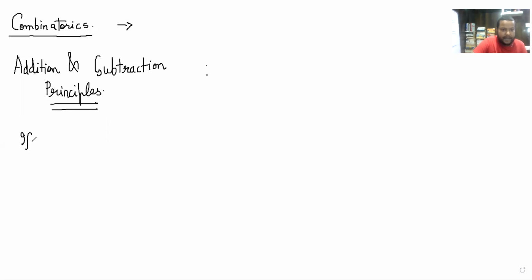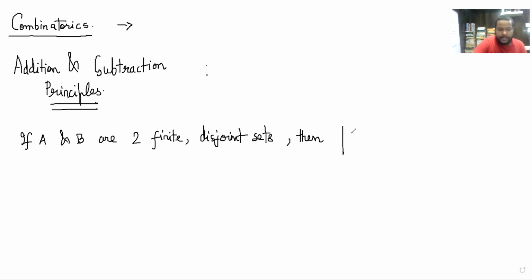So if A and B are two finite disjoint sets, then we can count the number of elements in A union B. The number of elements in A union B is equal to number of elements in A plus number of elements in B. So let's think about this property for a moment.